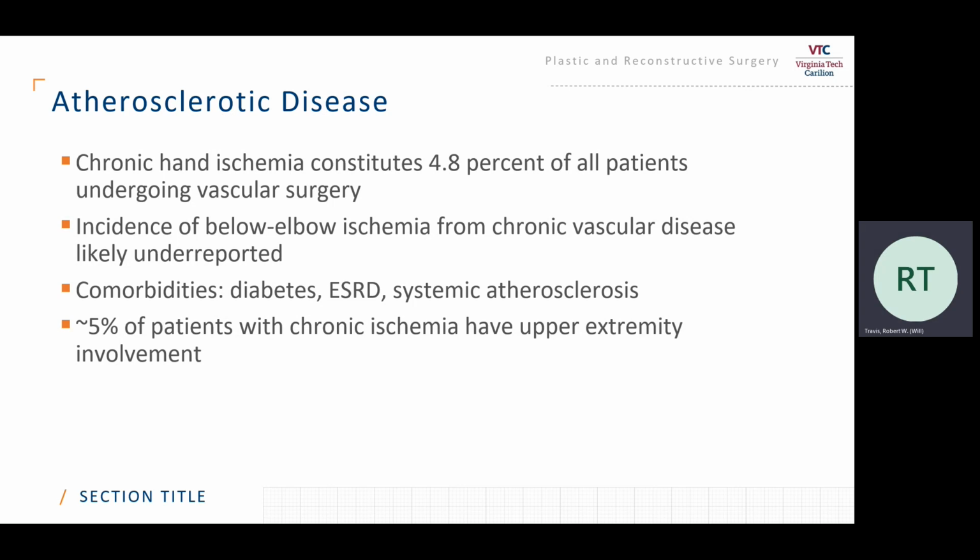So atherosclerotic disease, chronic ischemia of the hand constitutes 4.8% of all patients undergoing vascular surgery. Likely the incidence of below elbow ischemia from chronic vascular disease is underreported. Comorbidities include diabetes, end-stage renal disease, and systemic atherosclerosis. Arterial occlusive disease has become more common as these comorbidities increase. And about 5% of patients with chronic ischemia will have upper extremity involvement.